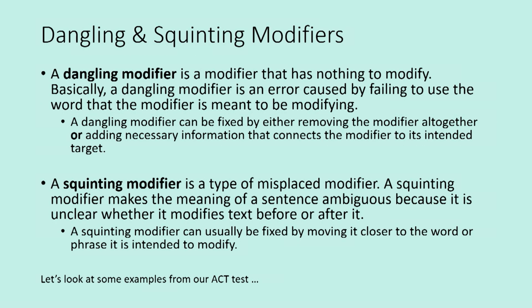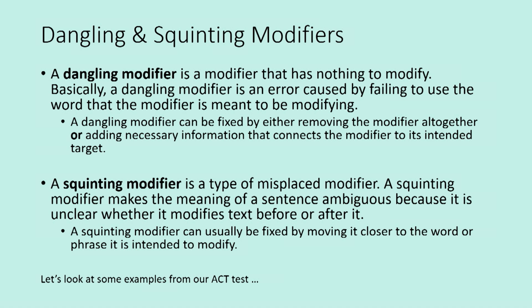So, what is a dangling or squinting modifier? A dangling modifier has nothing to modify. It's just out there on its own. It's an error caused by failing to use the word that the modifier is meant to be modifying. It can be fixed by either removing the modifier altogether or adding the necessary information that connects the modifier to its intended target.